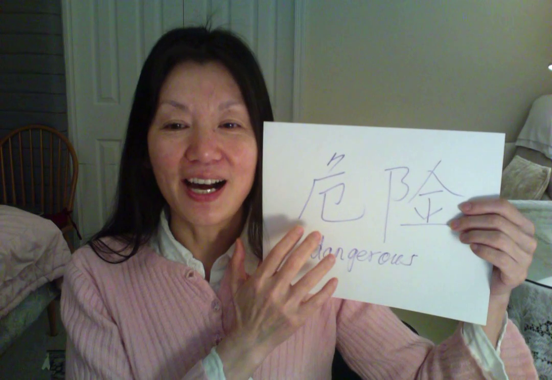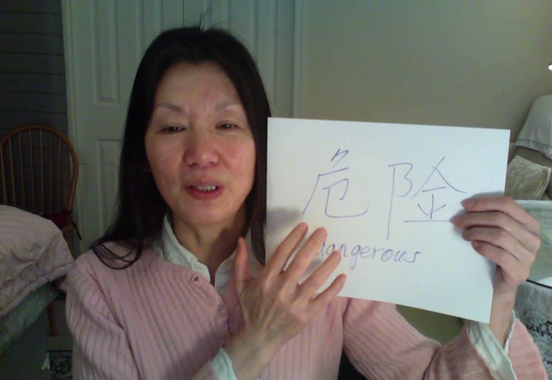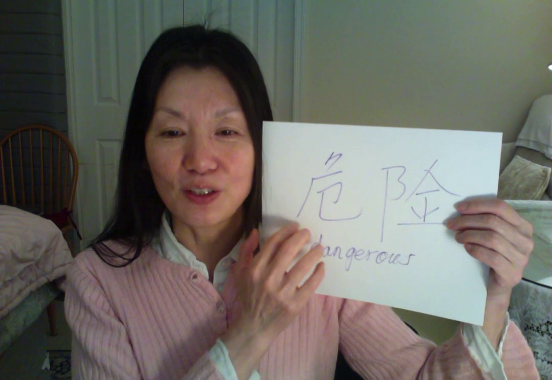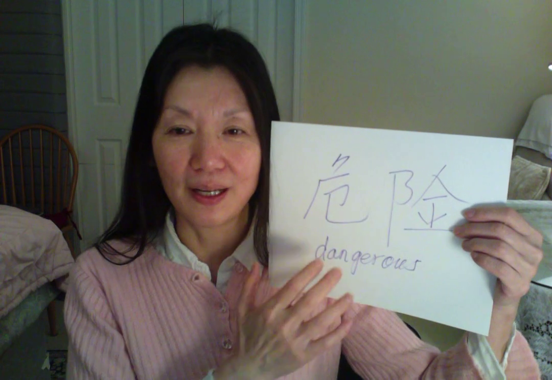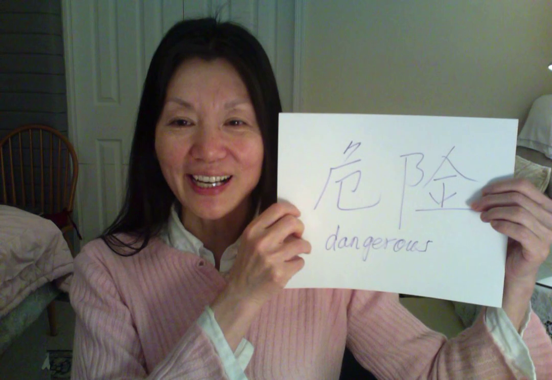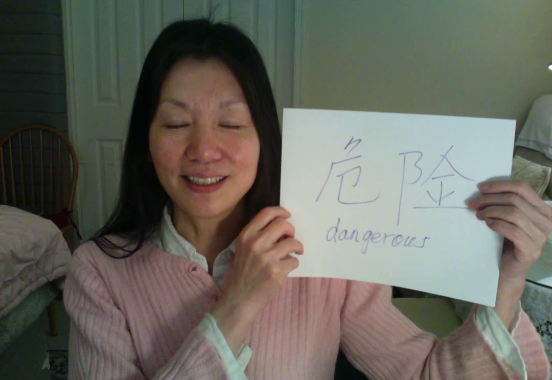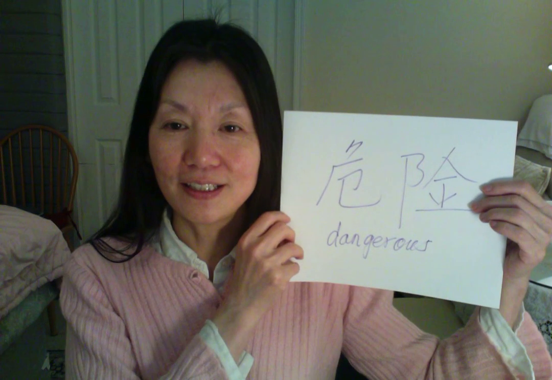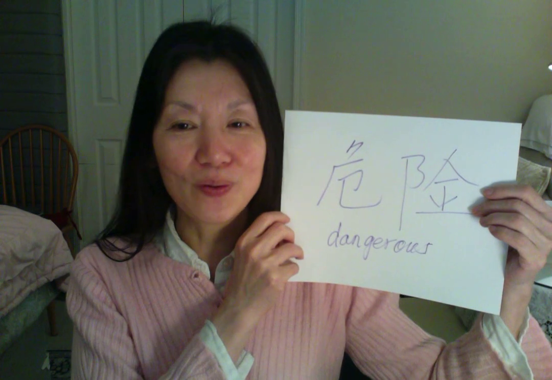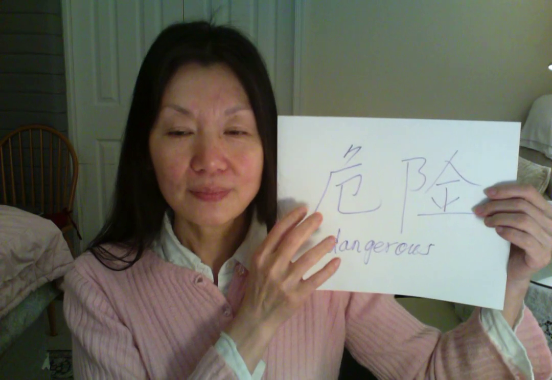For example, if doing something is dangerous but you must do it, you can say: 如果我不去的话，我怎么完成我的工作呢？如果我不去的话，我怎么得到我想要的东西呢？可是那个地方很危险。但是如果你想的话，who cares？不在乎, right? Okay, in that case you can say it.